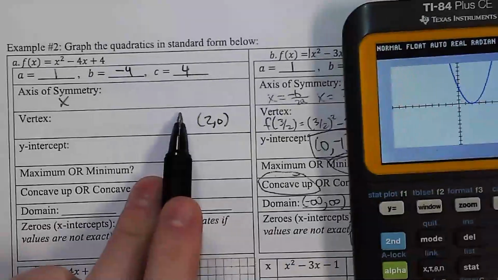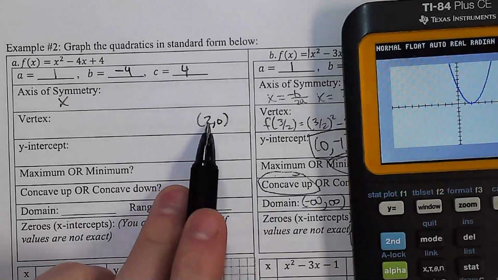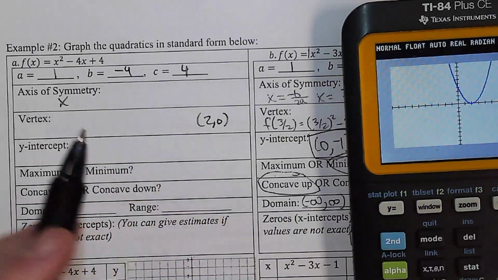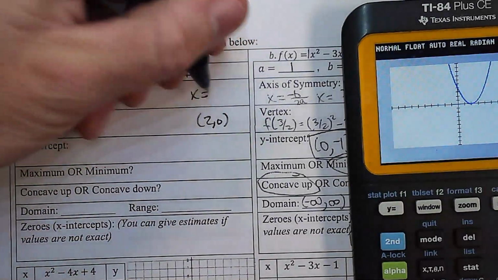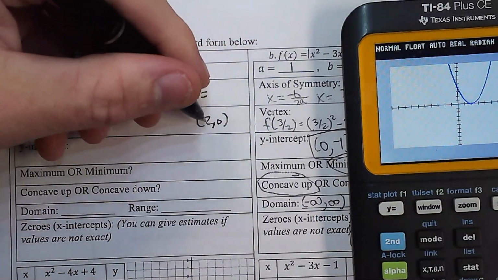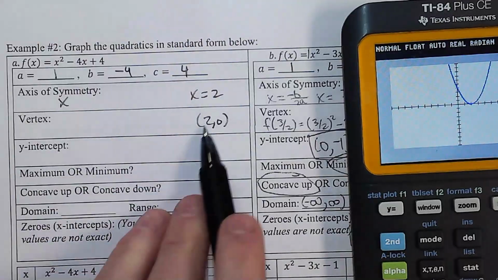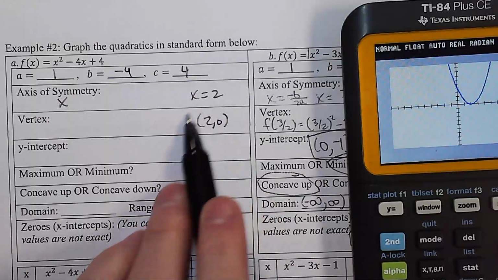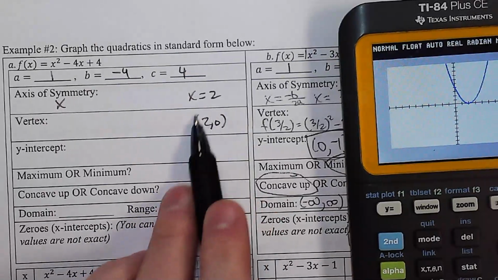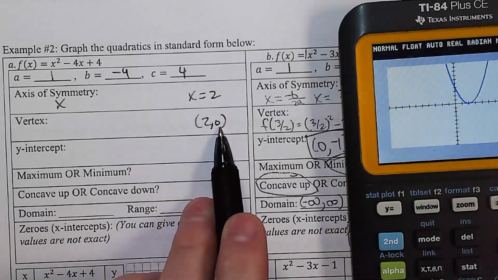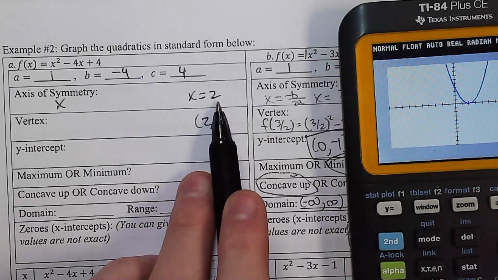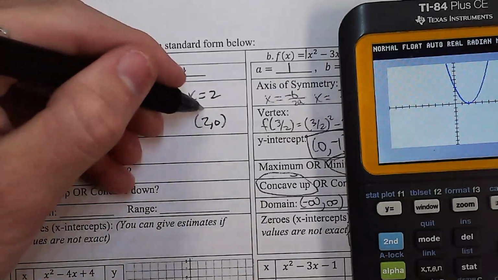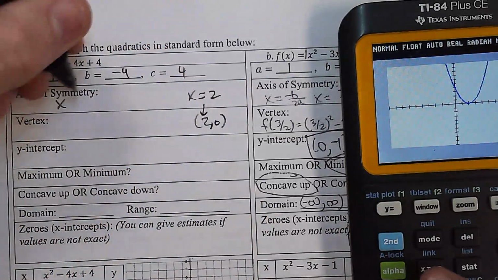The axis of symmetry, if y'all want to cheat, is x equals whatever x is in the vertex. Kenny, what's x in the vertex? 2. So it's x equals 2. That's how you cheat. So look at the graph. Okay, the vertex is 2, 0, and the axis of symmetry is x equals whatever x is in the vertex.